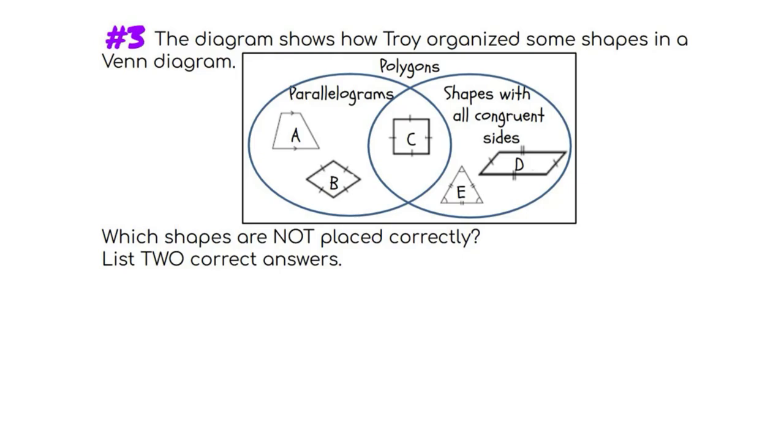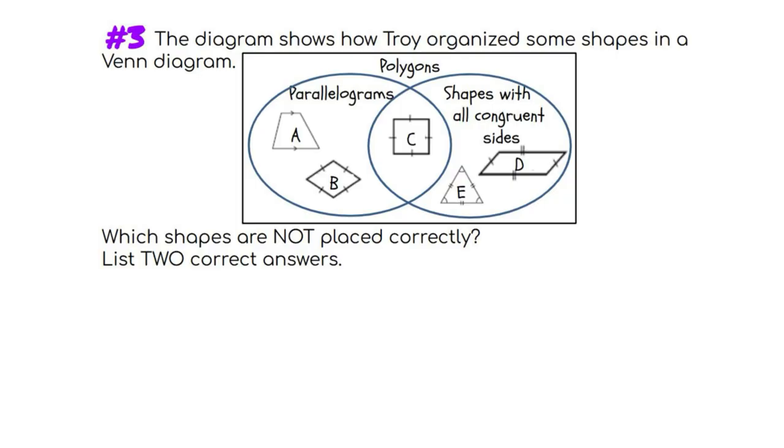The diagram shows how Troy organized some shapes in a Venn diagram. Which shapes are not placed correctly? List 2 correct answers. So we start off with a big label of polygons.